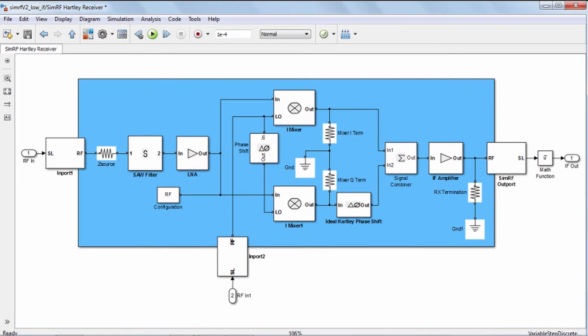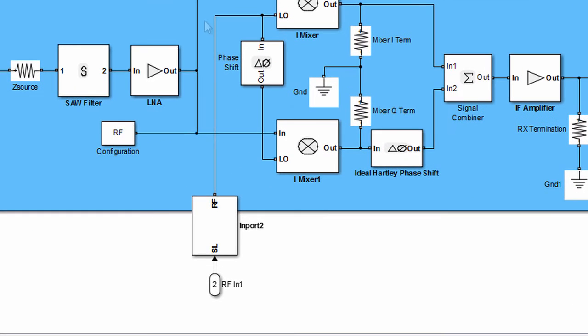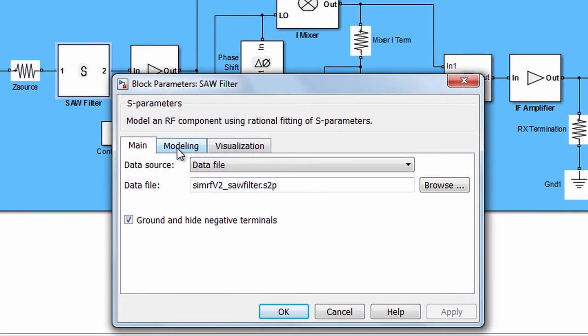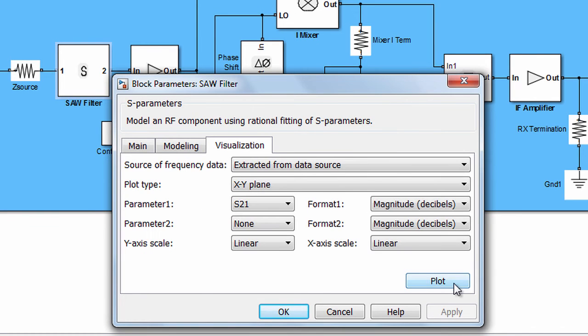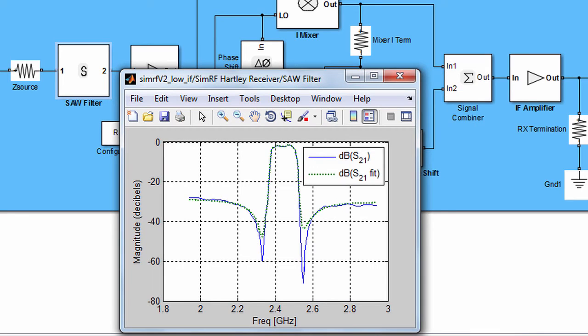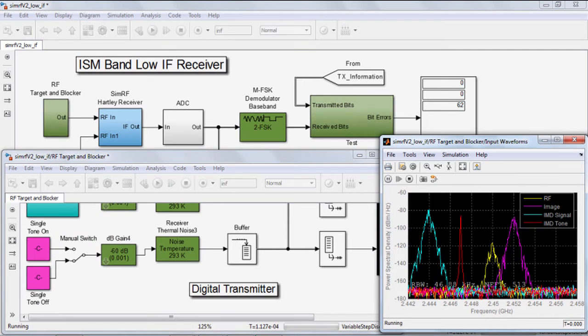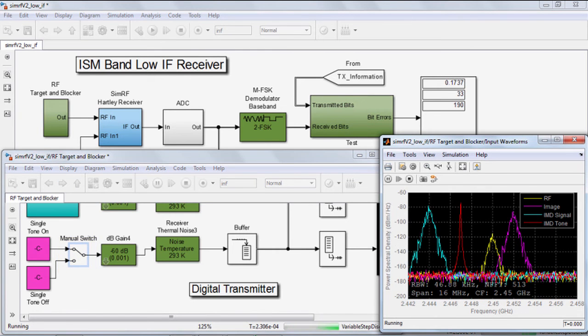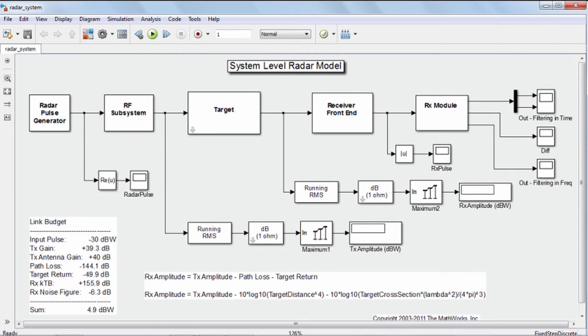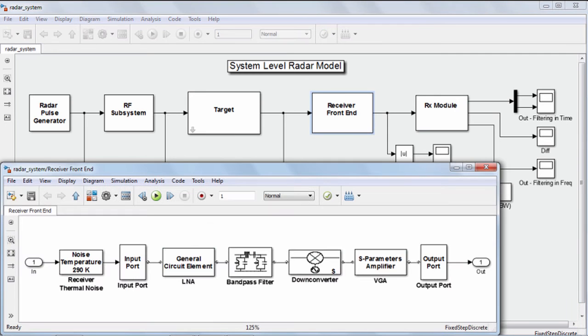For circuit envelope simulation, RF Blockset applies a general rational function model to the data files of S-parameters. The S-parameter block enables the user to plot the data and the result of the rational fit. With circuit envelope simulation, you can predict the impact of interferers, spurious signals, image signals, and other nonlinearities on your RF receiver.